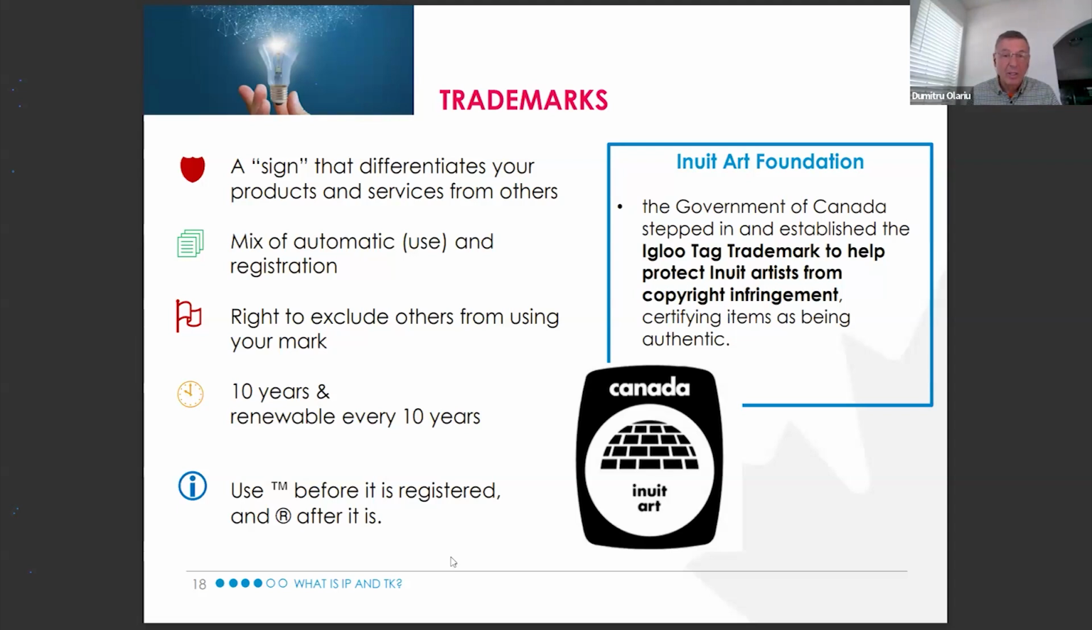So it's important to inform others, as a tip here at the bottom of the slide. Mark it properly. Inform people that this is a trademark of yours. You may do that before the registration, and you may use an R encircled after the registration. Next slide, please.